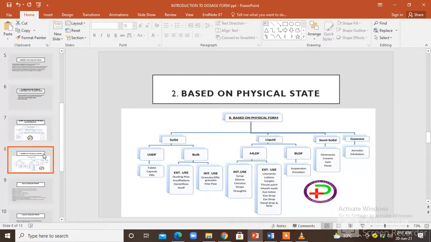The solid dosage forms include the tablets, capsules and the pills, and the liquid dosage forms include the syrup, elixirs, linctus, drops, draughts, etc. And the semi-solid dosage forms include the creams, gels, paste and the ointments. And the gaseous dosage form includes the aerosol inhalation.